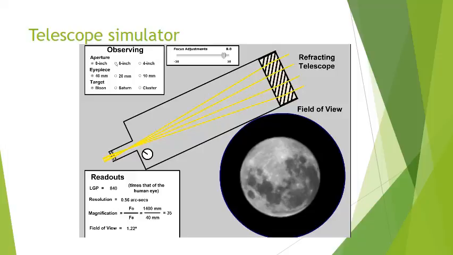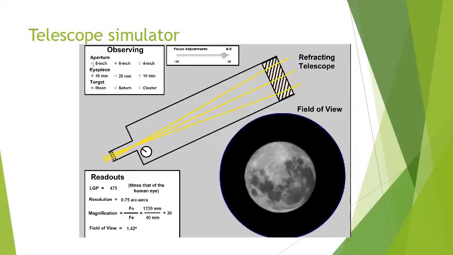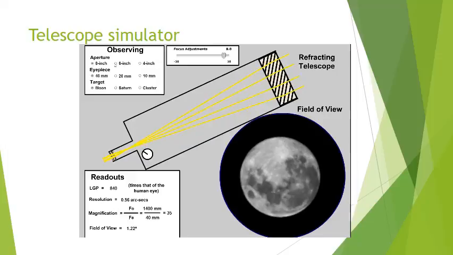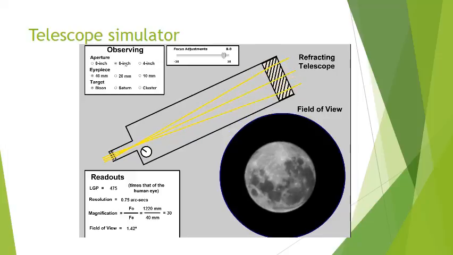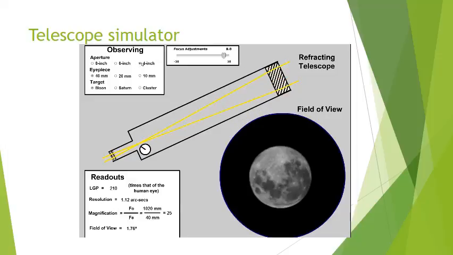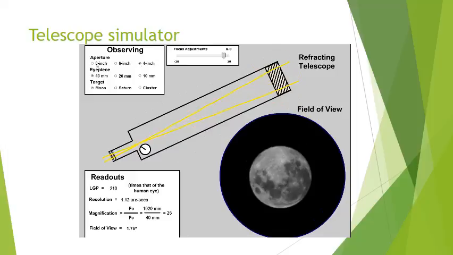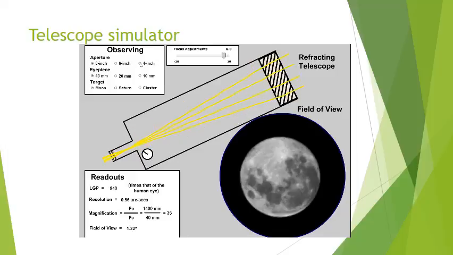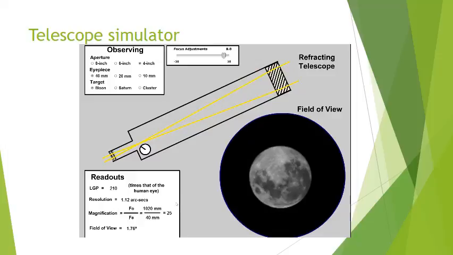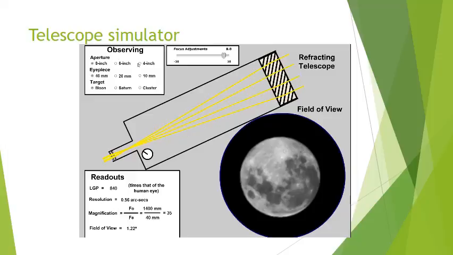Now let me change the aperture, meaning the size of the telescope. Notice what happens when I go from an 8-inch to a 6-inch, or even down to a 4-inch. Notice anything in the image? You should notice, first of all, the image gets smaller, and that's because the magnifying power has decreased. But also, the image becomes dimmer, doesn't it? Because I'm gathering less light.